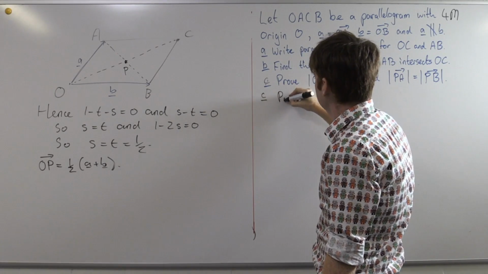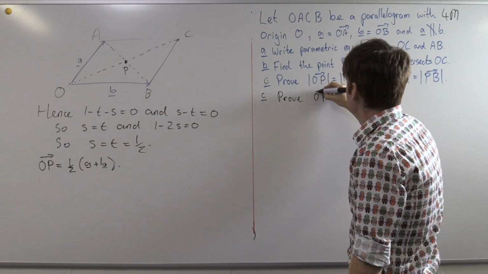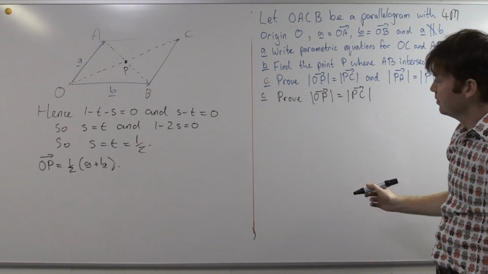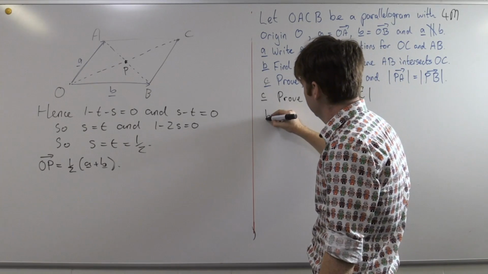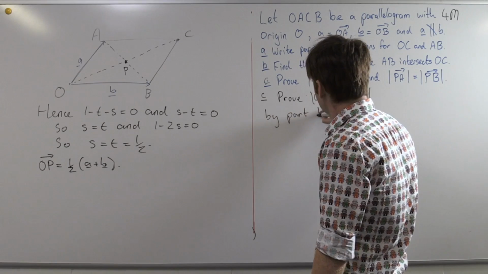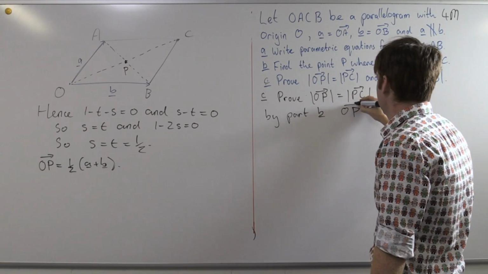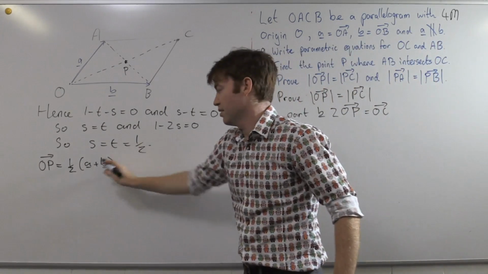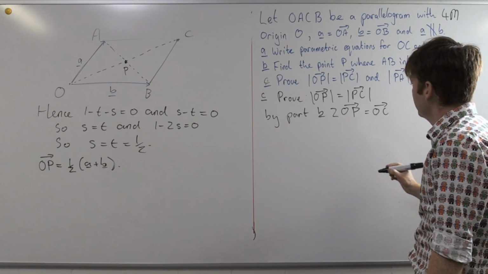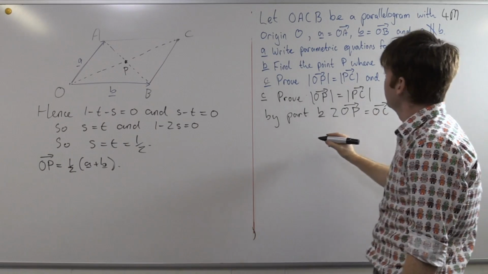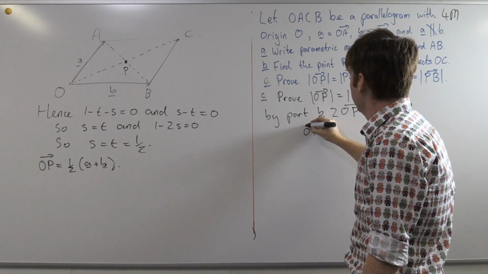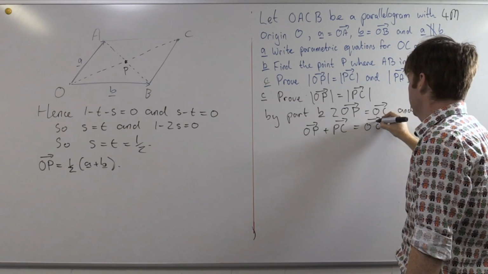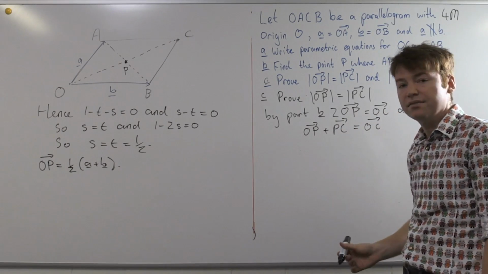Part C. Prove OP equals PC. Well, by part B, we know that 2OP is equal to OC, because OC is just A plus B. And we also know that OP plus PC equals OC. And that's always going to be true no matter what P is.